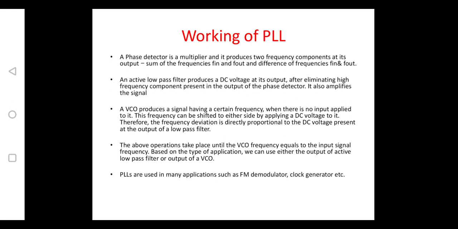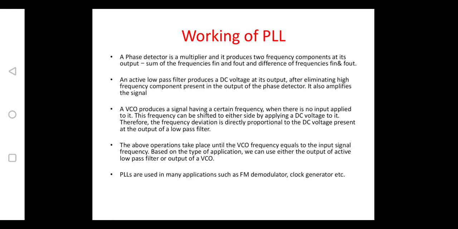A phase detector performs two functions. One is that it acts as a multiplier, so it produces two frequency components at its output: one is the sum of the frequencies and the other is the difference of the frequencies. The sum component, having the highest frequency, will be rejected, and the difference of these frequency components will be passed through a low pass filter, which will give an output of DC level.